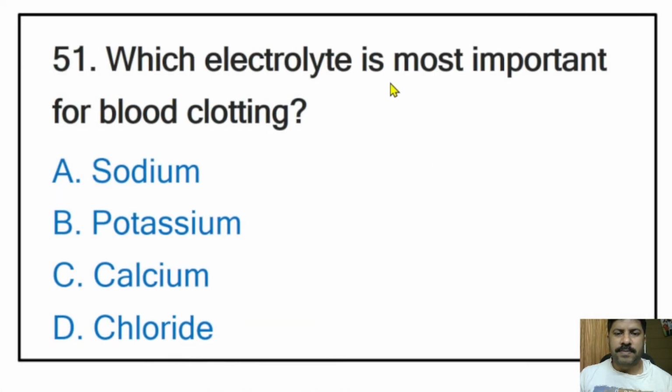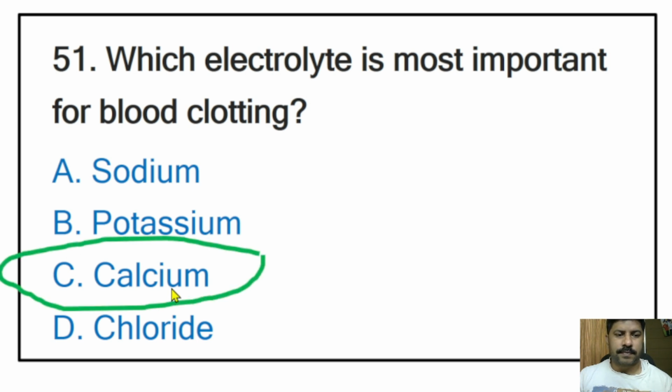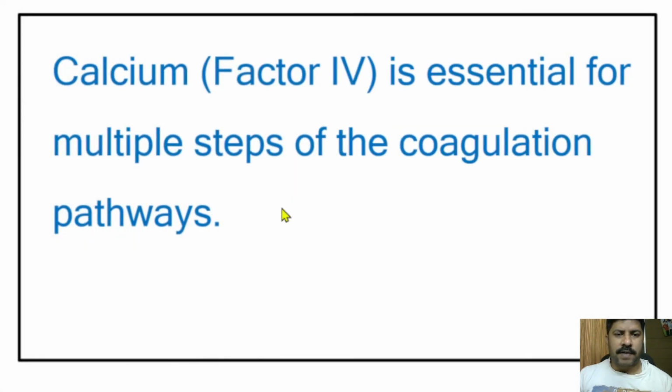Which electrolyte is most important for blood clotting? Sodium, potassium, calcium, chloride. The correct answer here, option C, that is calcium. Calcium, or factor 4, is essential for multiple steps of the coagulation pathways.